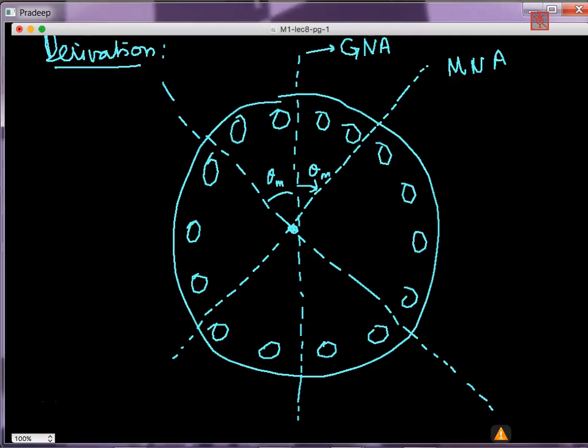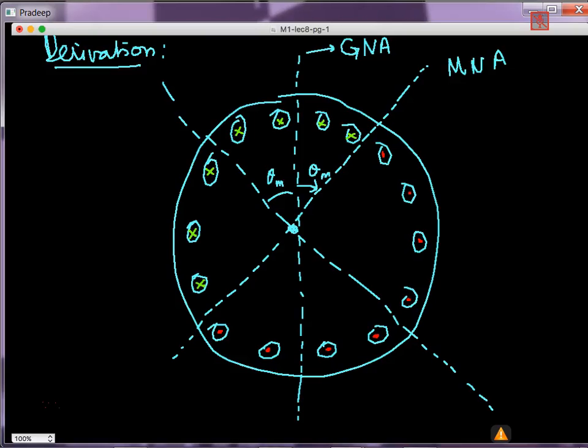So look at this. Here it will be all cross. Here also it will be cross. And here it will be dot. Because these conductors are in the south pole and these conductors are under the north pole, and this is the magnetically neutral axis.